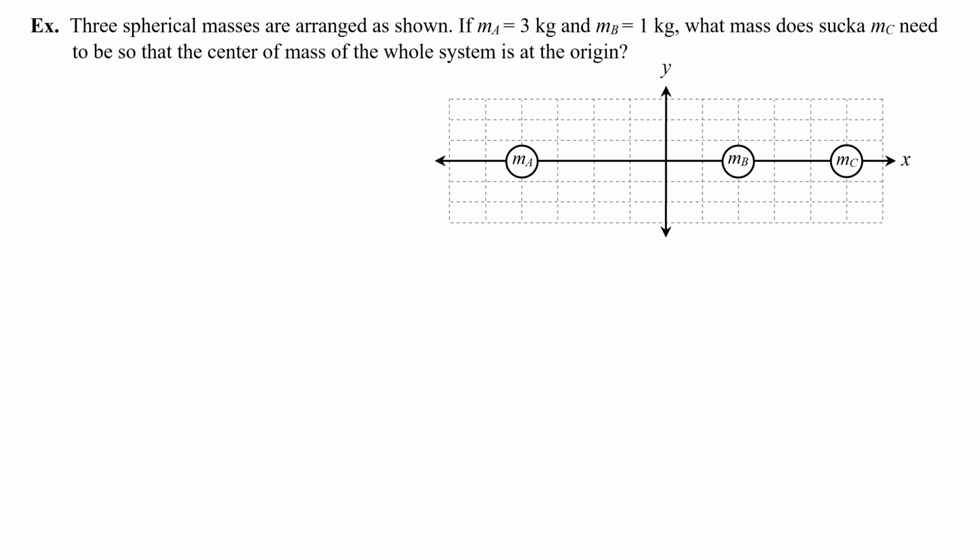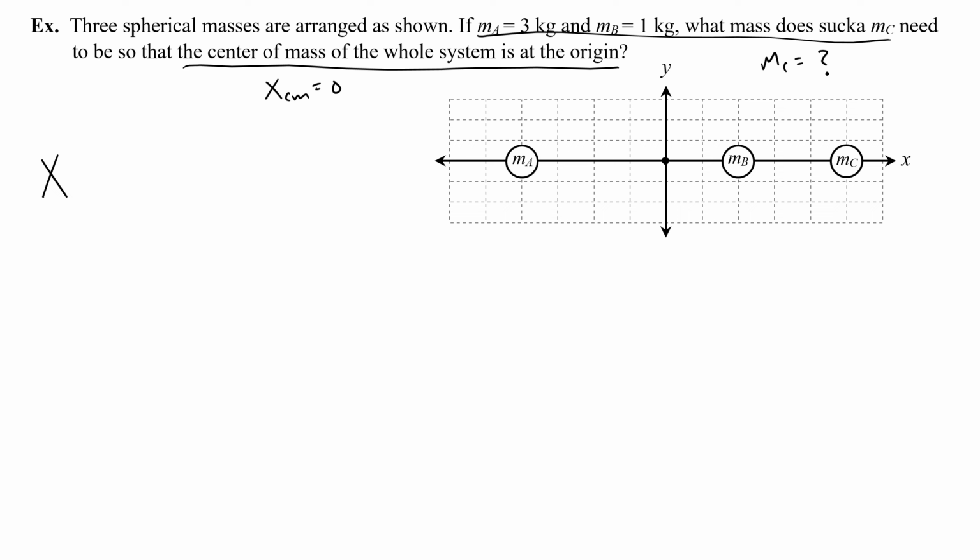In this example, we have three spherical masses that are arranged as shown. If M_A equals 3 kilograms and M_B equals 1 kilogram, what mass does M_C need to be so that the center of mass of the whole system is at the origin? So the origin is in the middle. There's going to be 0 there. And so what this is telling me right here, the center of mass is at the origin, that's telling me that the center of mass is equal to 0. And this whole thing right here is telling me that I need to figure out what the mass of C is going to be, and I'm going to use the number line to give me the locations.